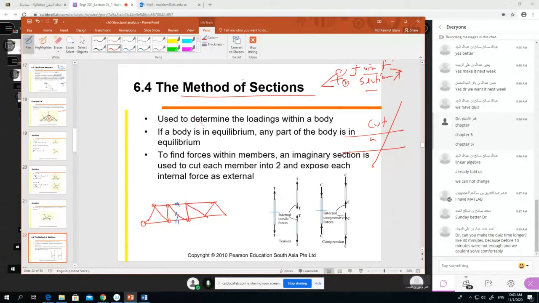The method of sections can do it very quickly. What do we do? We cut here. We imagine we cut the truss into two pieces. So if you make two pieces, our truss will be like this.